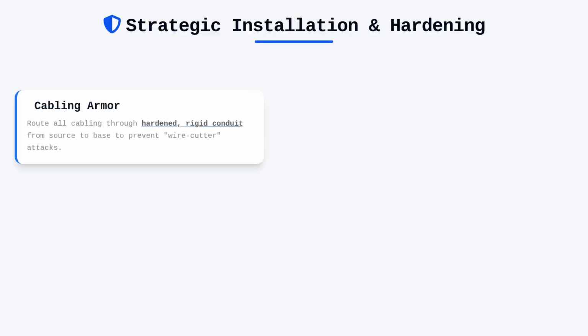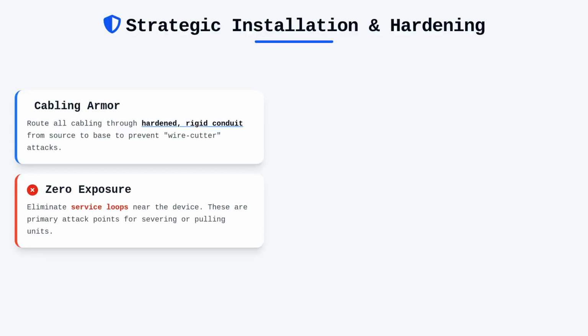Strategic installation goes hand in hand with hardening, especially when considering the vulnerability of external cabling. If your cabling is exposed, it creates a single point of failure where a pair of wire cutters can instantaneously disconnect the device from the network. You must ensure that all cabling is routed through hardened, rigid conduit directly from the source to the mounting base. Never leave a service loop of cable exposed near the camera, as this is the primary point of attack for someone looking to pull the unit from its bracket or sever the connection.